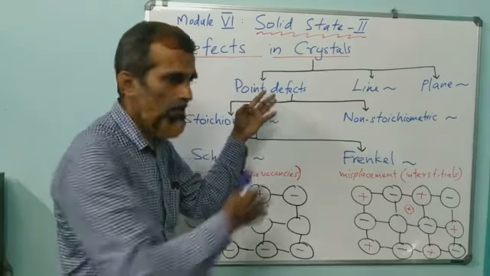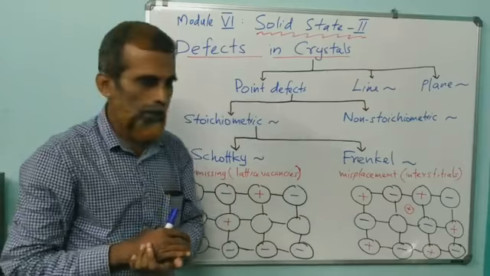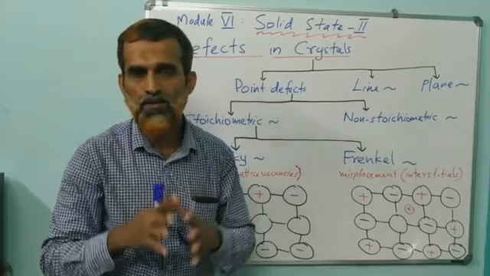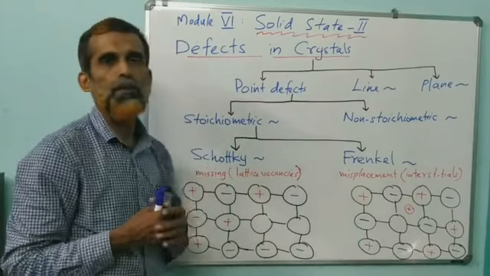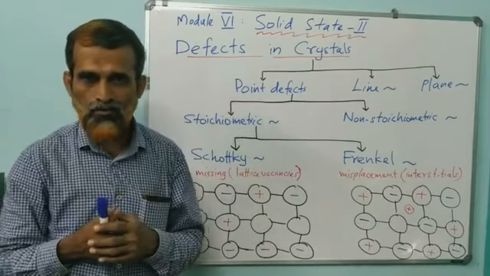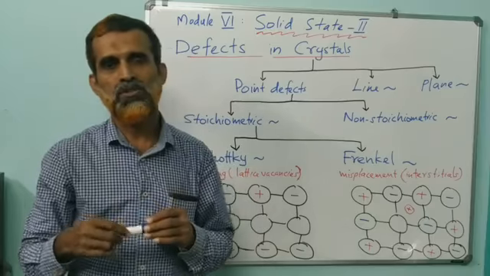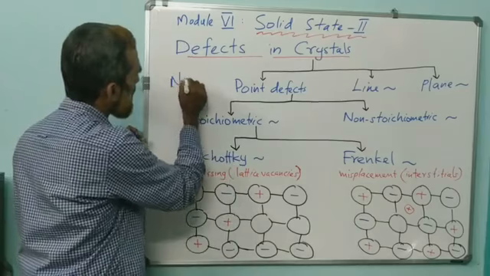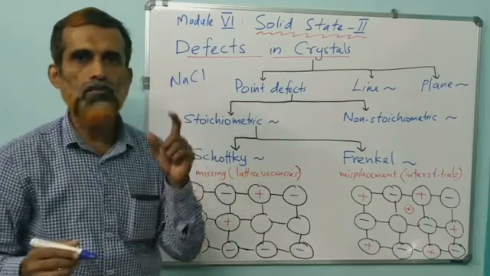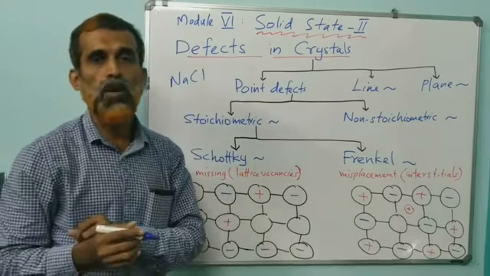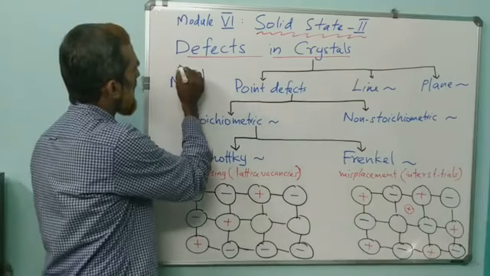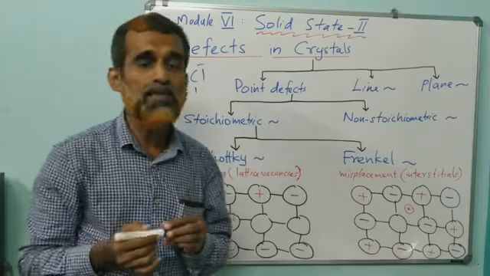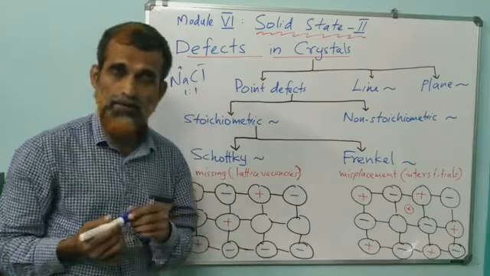Now, point defects are divided into 2 types broadly: stoichiometric defect and non-stoichiometric defect. What is the difference? You know, stoichiometry of a compound is the ratio of the ions shown by the formula. For example, if you write sodium chloride, we write NaCl. This is not a molecular formula, this is only a formula unit indicating that Na+ and Cl- ions are present in 1:1 ratio. So that's the stoichiometry of sodium chloride.